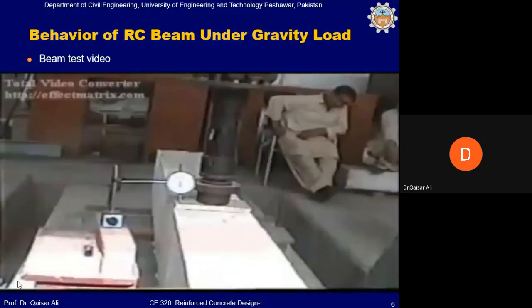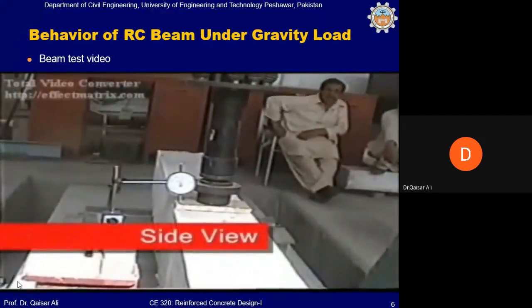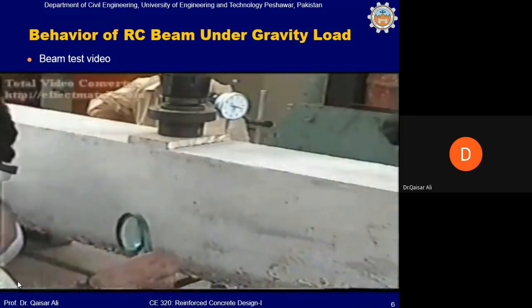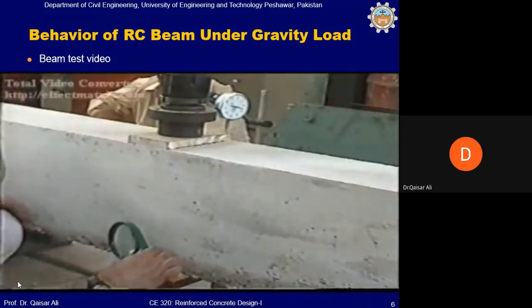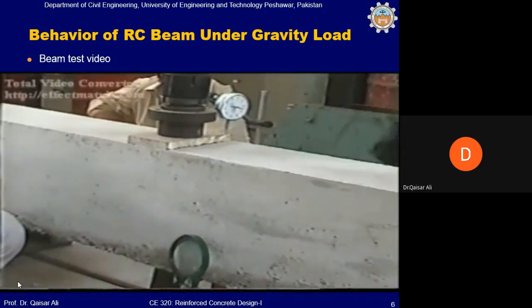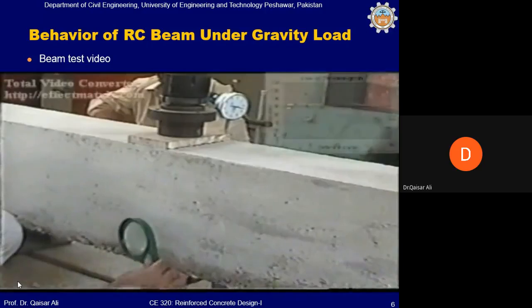You can see in the beam, this is a simply supported beam. The beam is subjected to a point load at the midspan of the beam. The deflection of the beam is also recorded at the midspan. And the graph will be plotted between the load and the deflection of the beam at the midspan.